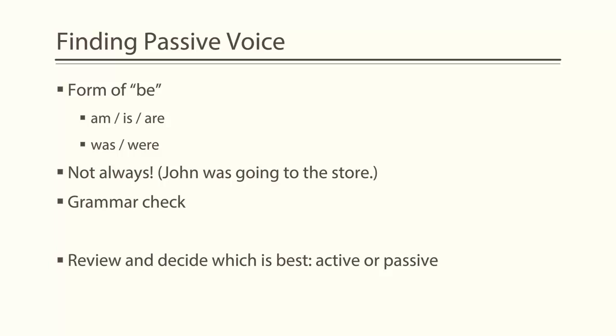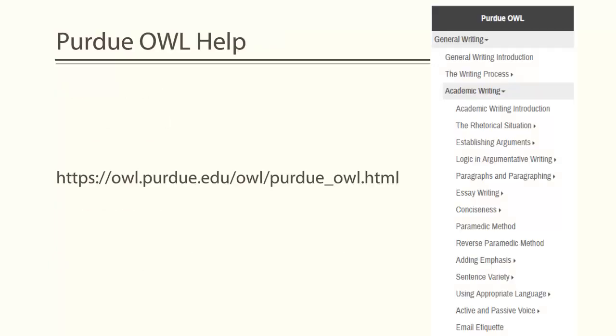Grammar checks will often find passive voice as well. But remember, not everything should be active voice, so you will need to use a judgment call and determine which is most appropriate for each sentence. You can ask others for help, like your professor or the Writing Center, if you need help making that judgment call. Purdue OWL has more information on active and passive voice than the APA manual.